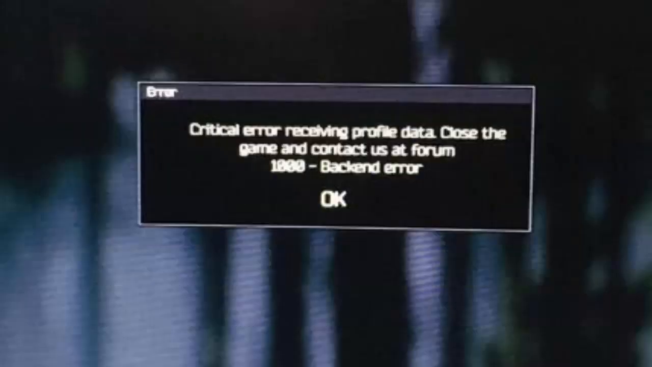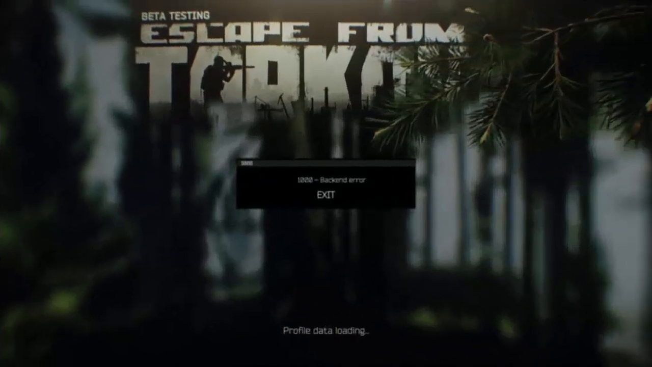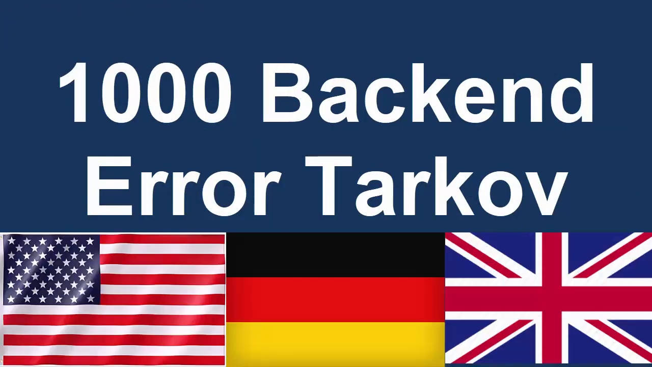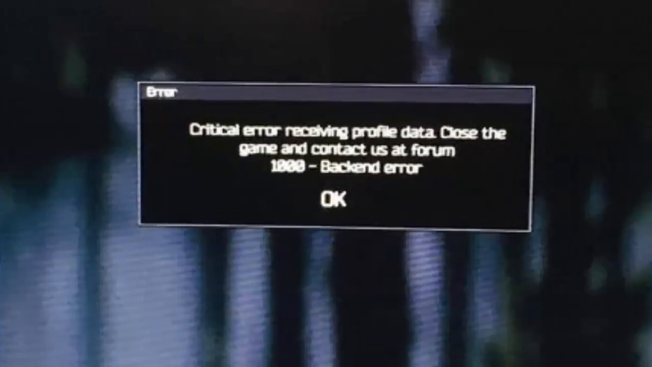Generally, backend error in Escape from Tarkov game comes up due to problems with server connectivity. It depends on BSG's server provider. Many players in countries like the United States, Germany, and the United Kingdom are coming across 1000 backend error. Generally, such errors usually present themselves as errors checking launcher updates. During such an error, some players also get stuck in a lobby with no text in the UI.